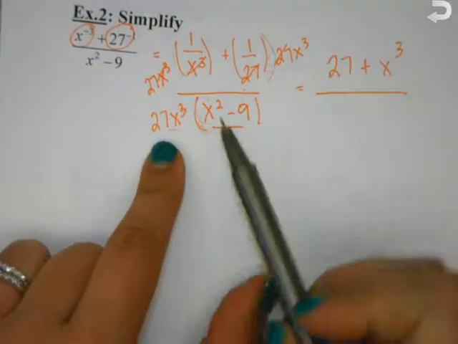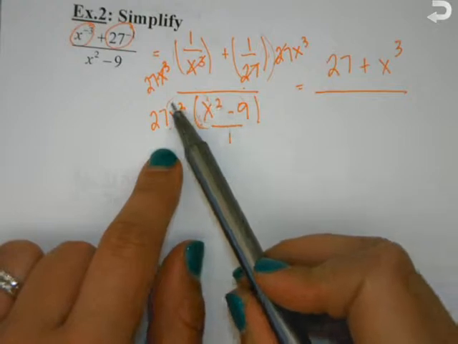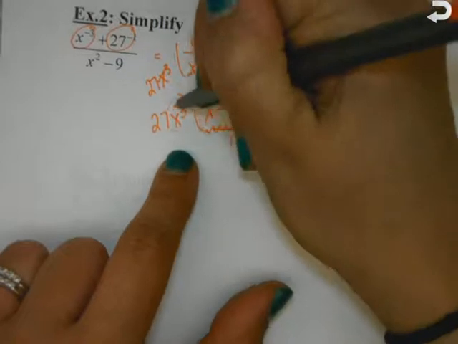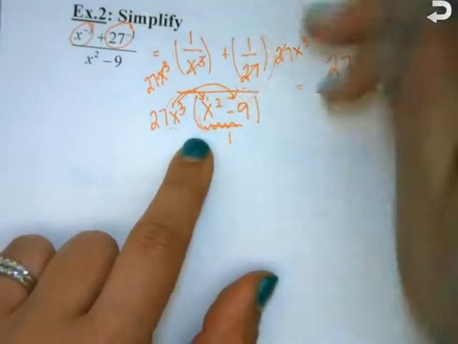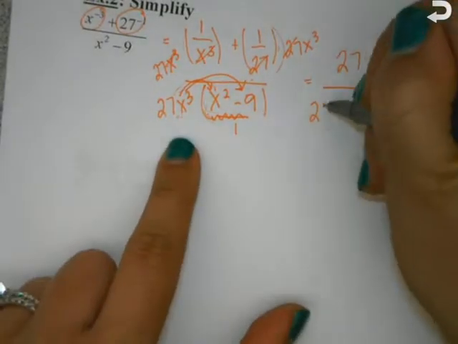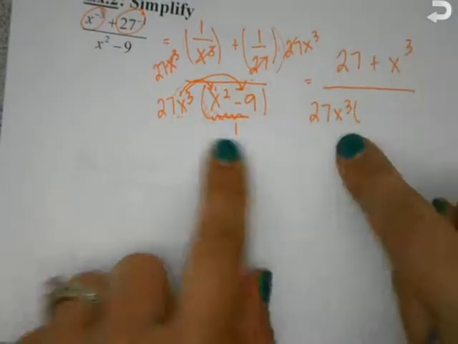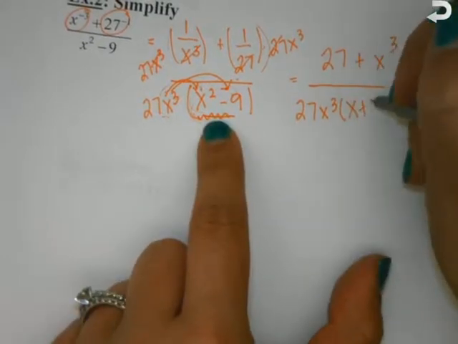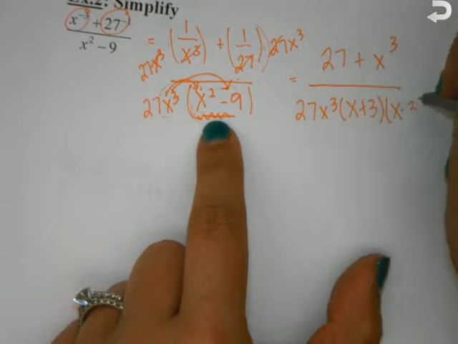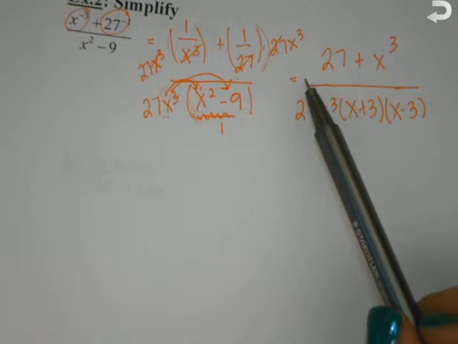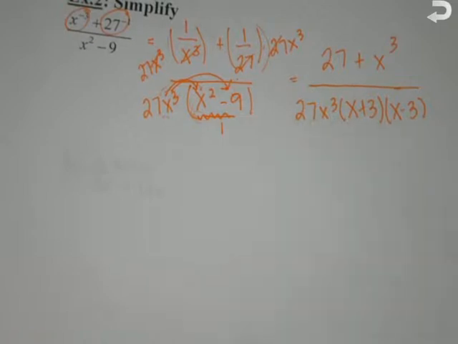Now, I didn't distribute the 27x cubed because this was already a difference of 2 squares. So if I distributed the 27x cubed, that would throw off my difference of 2 squares. So I just left it on the outside. So we're going to multiply the 27x cubed, and then let's factor that difference of 2 squares: x plus 3 times x minus 3. Technically, this is exactly the same as if I had distributed it, because when I factored, I would have ended up taking the GCF out in the beginning anyway, okay?